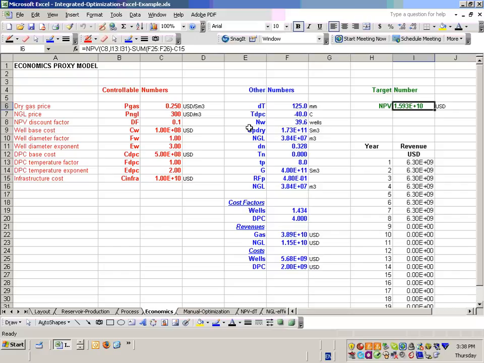Okay? So how are we going to do that? There are different ways to do it, but basically we have to pick one sheet. You can pick the economic sheet, this one, to be the main sheet for the optimization. But you have to be a little bit careful.